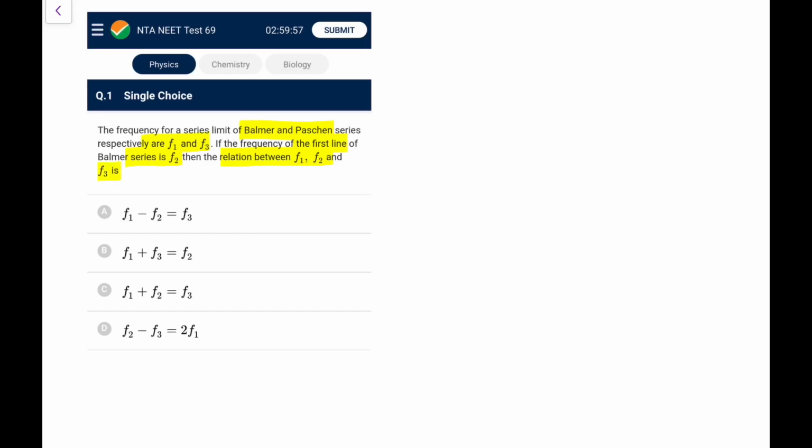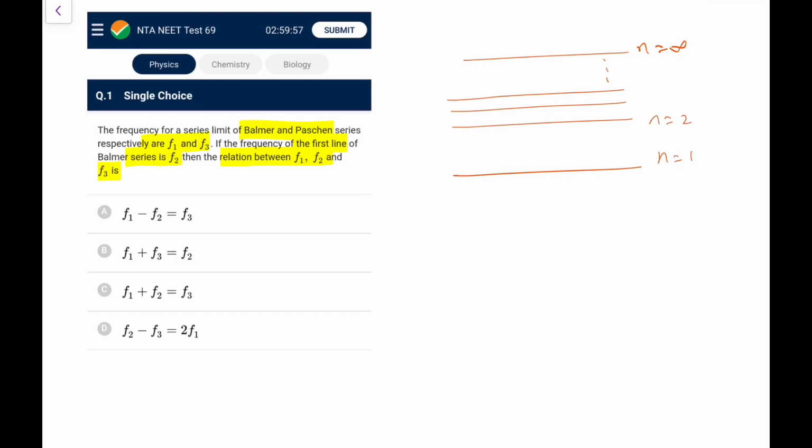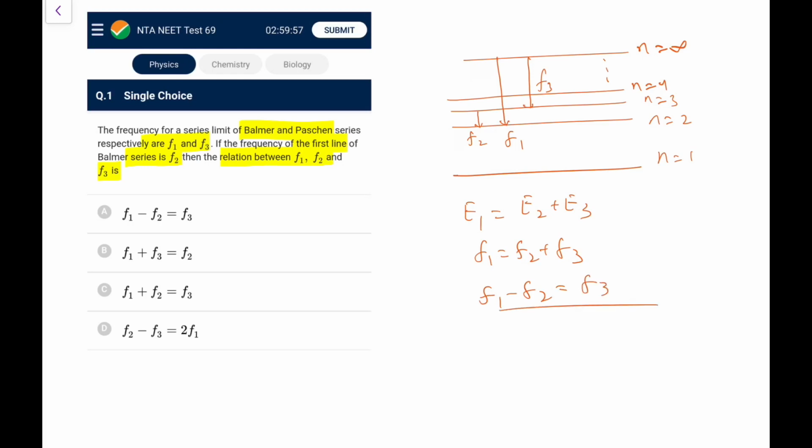Okay. So the Lyman, Balmer, Paschen, so if we do this till infinity, this is 1, this is 2, this is 3, this is 4. So for the Balmer one, this is the first line, 3 to 2, and this frequency is F2, and the series limit would be like this one, this is F1, and the series limit for Paschen is this one. So clearly what you can make out is that the energy involved in the F1 transition is equal to E2 plus E3. Because E is h nu, or hF, you can directly say F1 is equal to F2 plus F3, or you can write F1 minus F2 is equal to F3. So going by the relation, I'll go for option A. So it's an easy one for you.